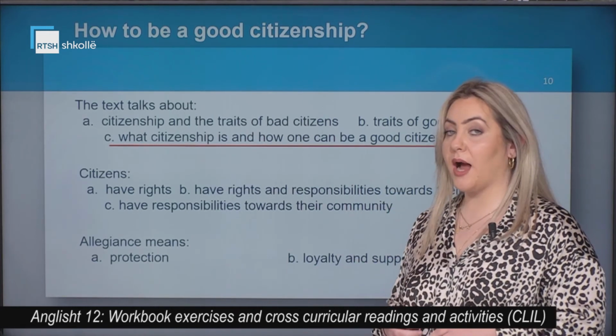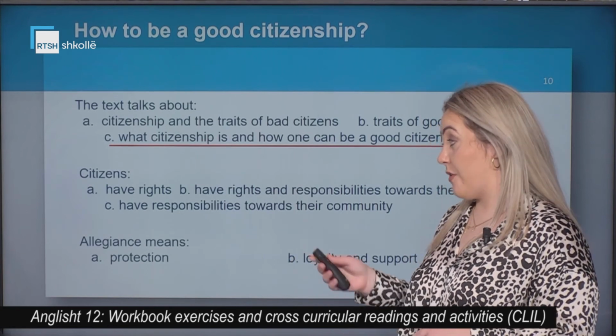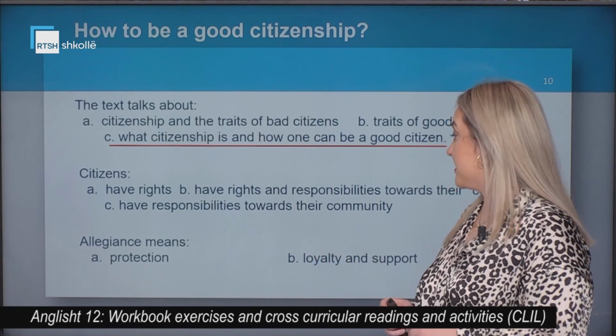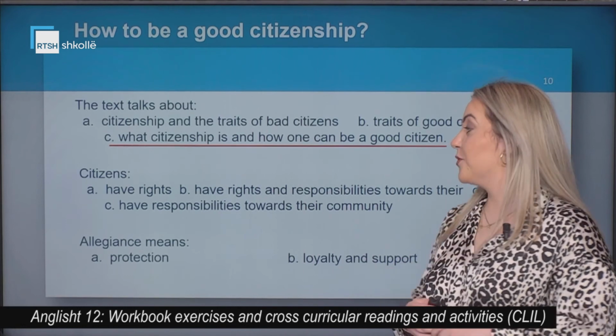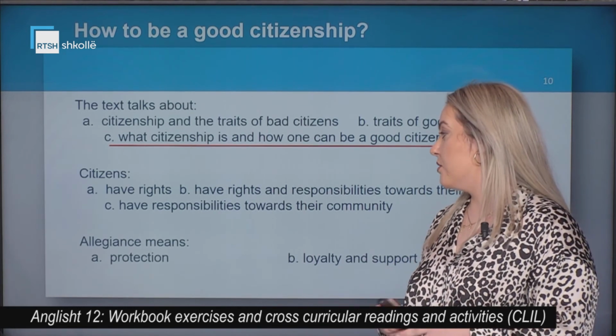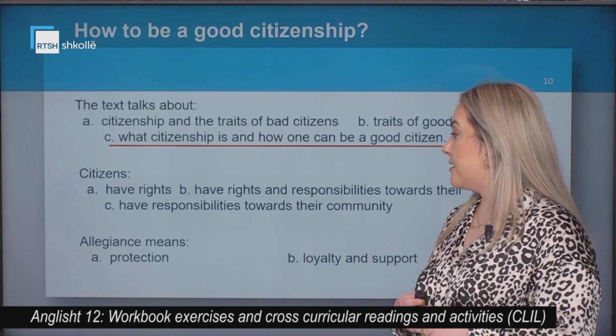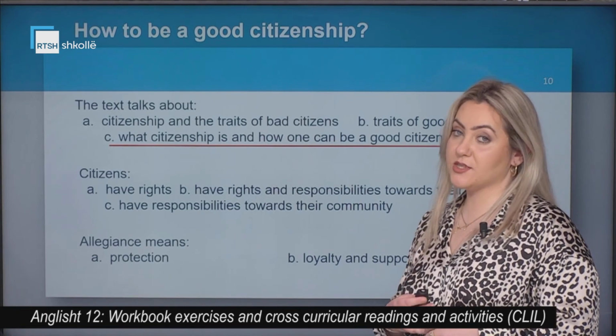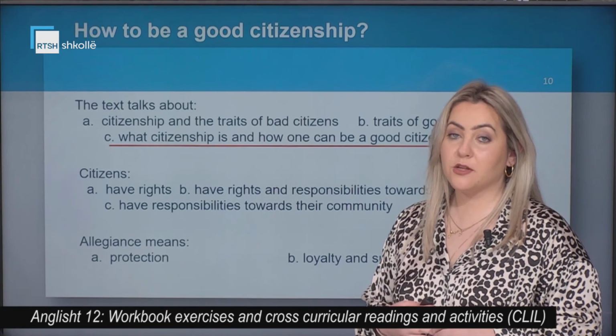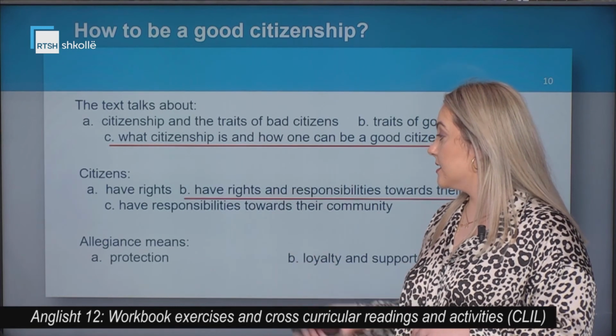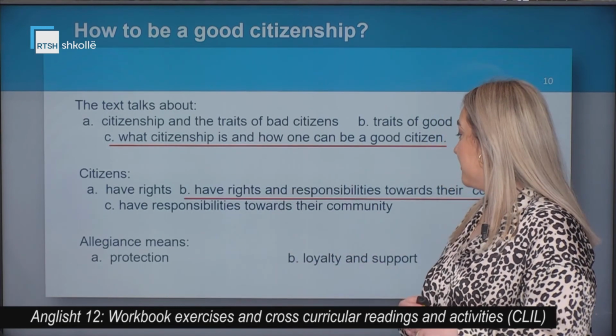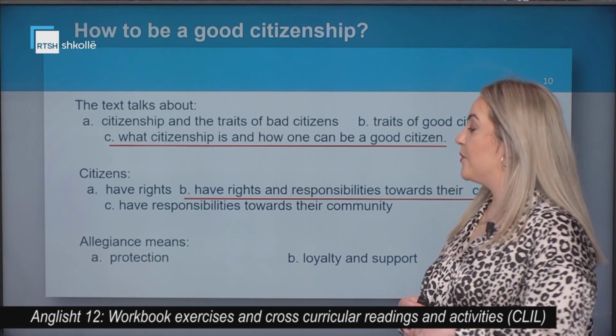The second one, citizens. A. Have rights. B. Have rights and responsibilities towards their community. Or C. Have only responsibilities towards their community. Which is the correct answer according to your opinion? Let's see. Citizens have rights and responsibilities towards their community.